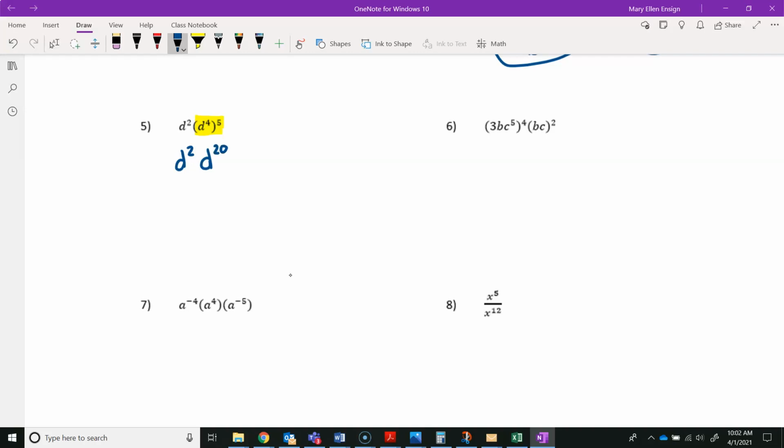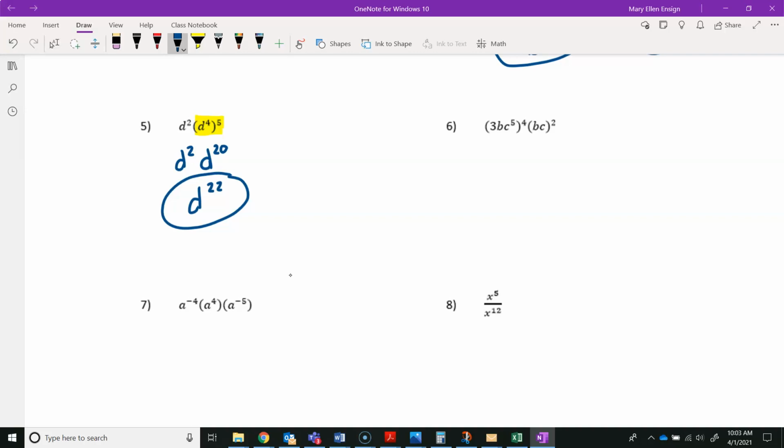Now I have an example of the product rule. I'm going to add those exponents and get d to the 22nd. You can picture this. If I were to write this out, I'd have d times d, and then d times itself 20 times, so all together I would have 22 of them.